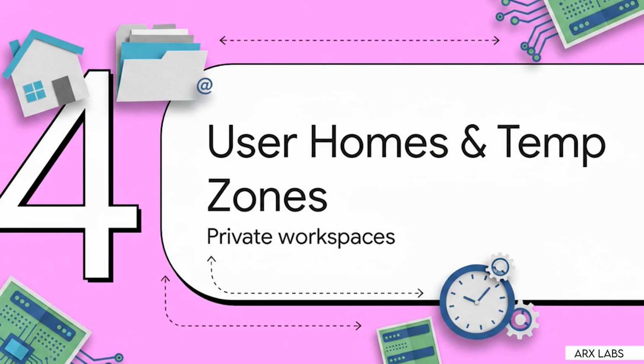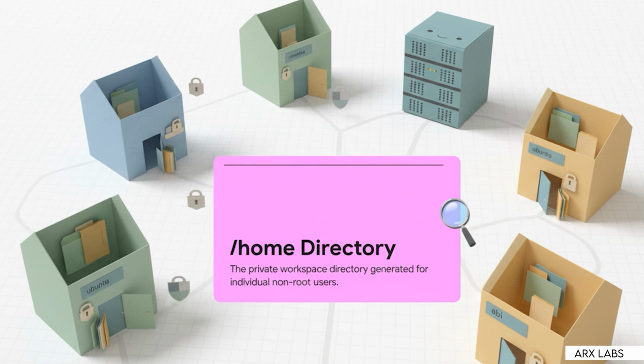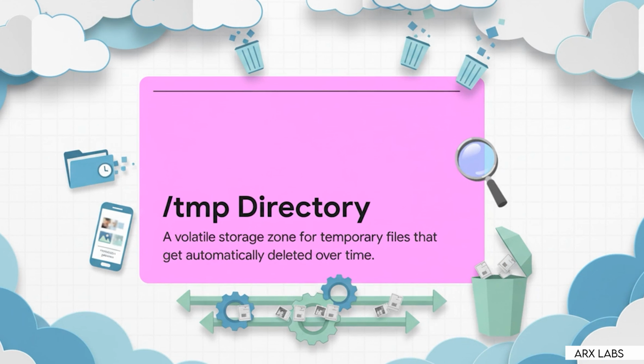All right, let's shift over to part 4, user homes and temp zones. The home directory is basically the private workspace generated for individual non-root users. When an administrator creates users, they get very specific paths right here, like home/Ubuntu or home/Abi. This is where users store their private scripts, their code, and their files. Keeping things stashed here keeps them securely isolated from the rest of the public server and from other colleagues poking around.